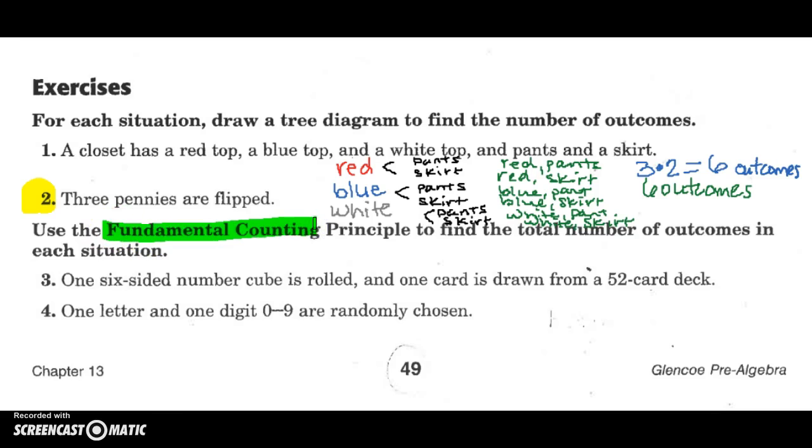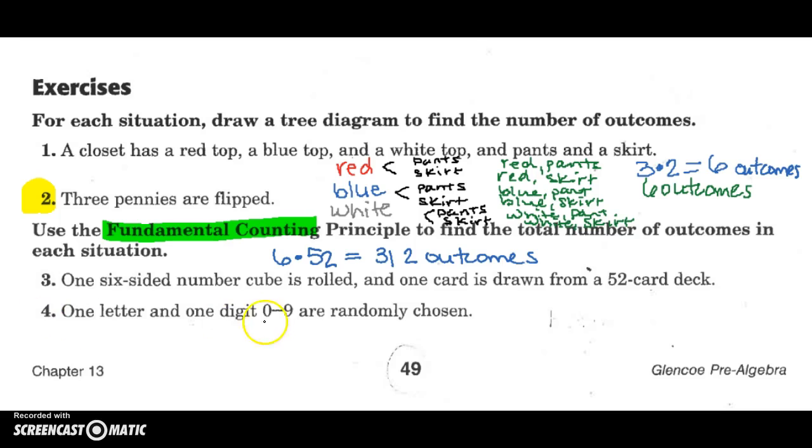Alright, so for 3 and 4, we're using the counting principle. 1 6-sided number cube, so that means we have 6 outcomes on a 6-sided cube that is rolled, and 1 card is drawn from a 52 card deck. So 6 possible numbers to land on times 52 possible cards in a deck of cards. And so 6 times 52, 12, that's 30, 312 possible outcomes.